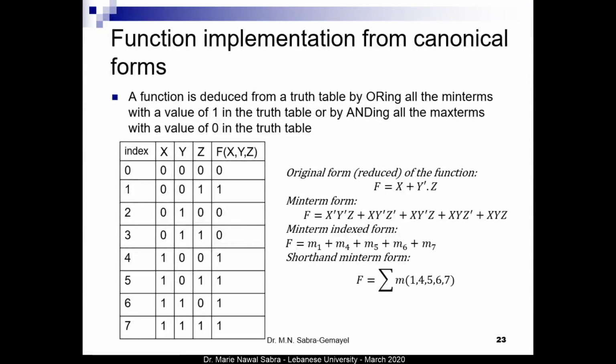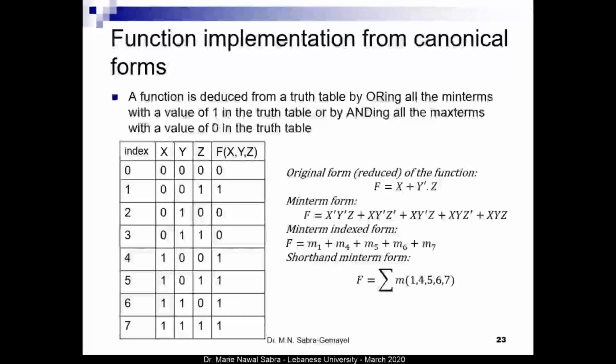For index 3, this is minterm number 3, and its values are 0, 1, 1 for x, y, and z. If I transform this binary value into decimal, it gives me 3. The function that I have implemented is from an original function f equal to x plus y prime z, and this function is the reduced form of the function that I have.